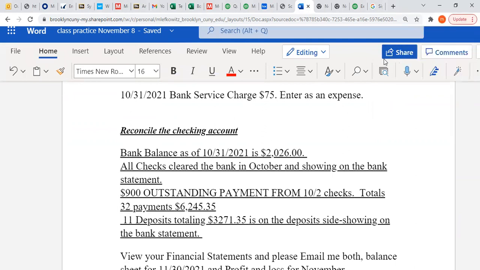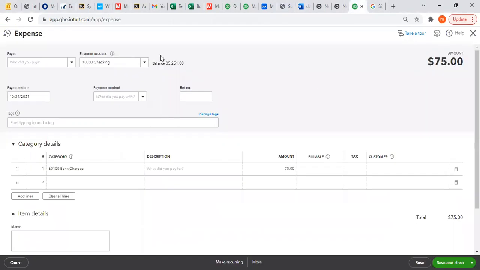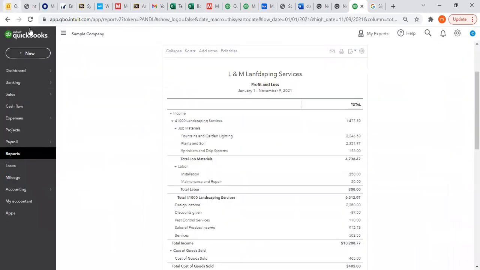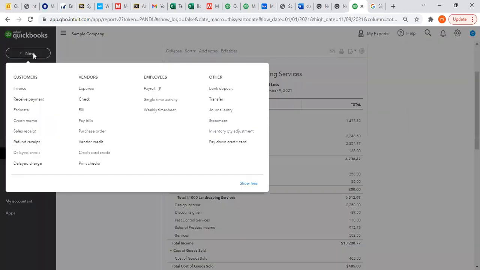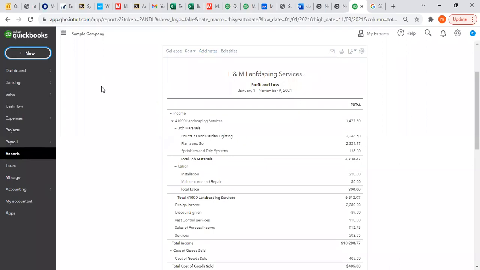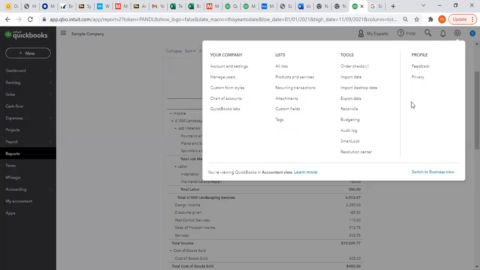So you're gonna go into, you could use the plus again. And no, you know what, it's easier from here, one second. You could do it from register or you could do it from the gear. Gear is easy. On the top here, gear, and you will have the word reconcile.